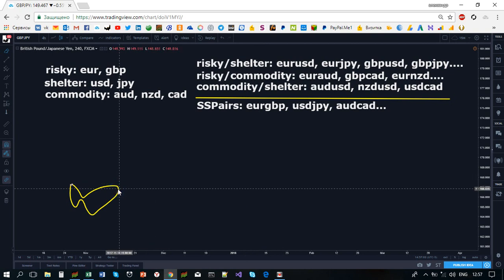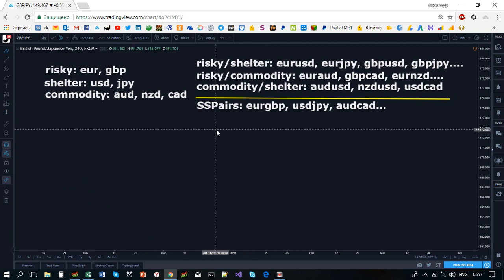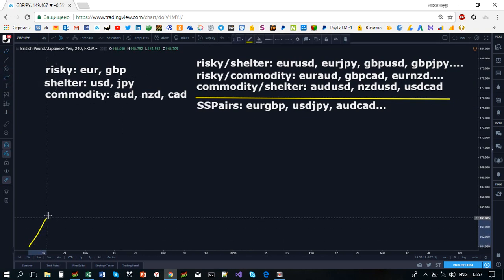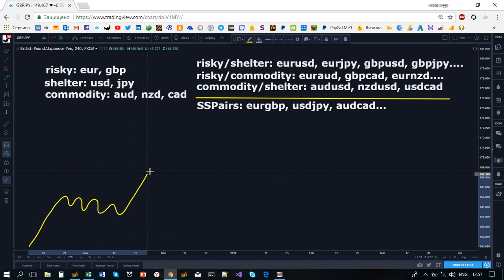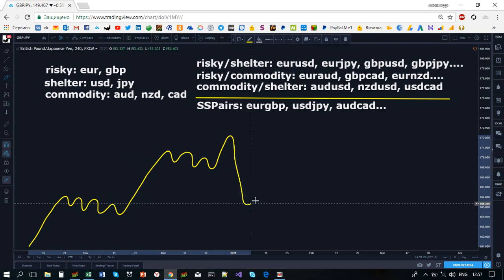And now let me draw the typical picture for commodity shelter pairs. They typically look this way. We first have a kind of movement straight to the upside, and then we have this sideways. Then we have a movement, then we have this sideways. Then we have the downside, then sideways, downside, something like this.